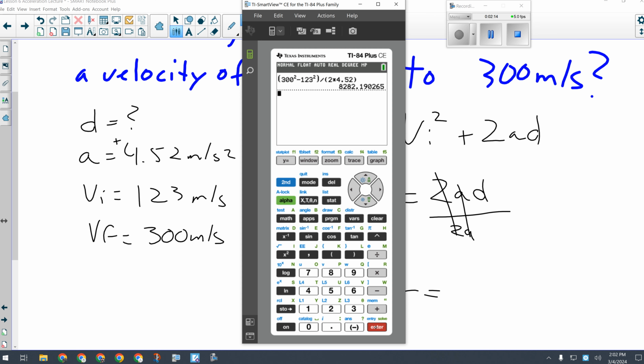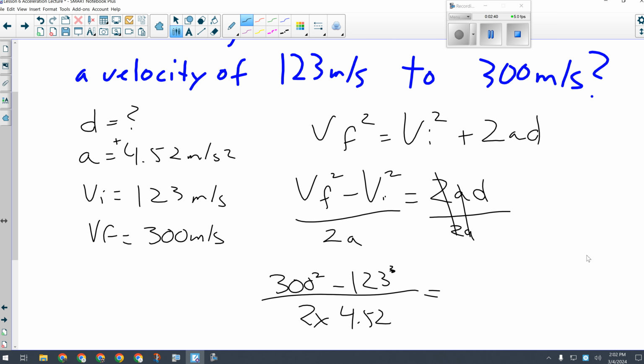Okay, so according to that, it is going to travel 8.3 kilometers. We have 3 significant digits in that, so 8.28 kilometers, or 8.28 times 10 to the 3 meters. Everybody all right with that? The most common problem with that formula is people forgetting to square the 2 speeds.